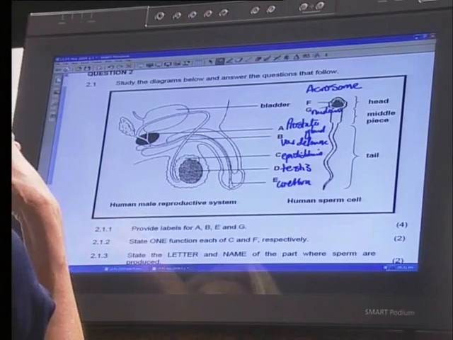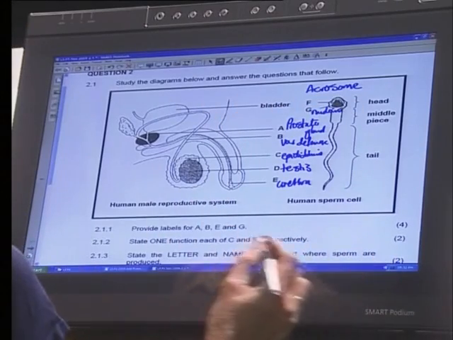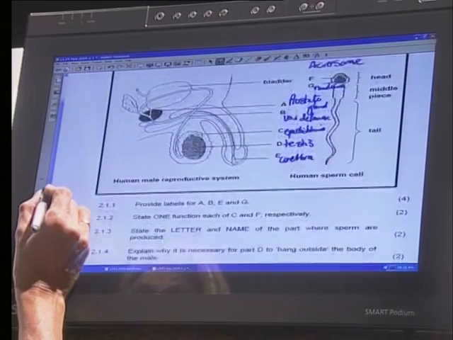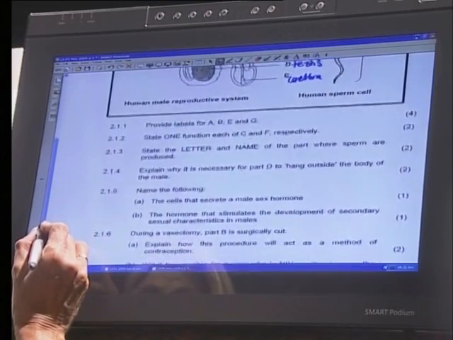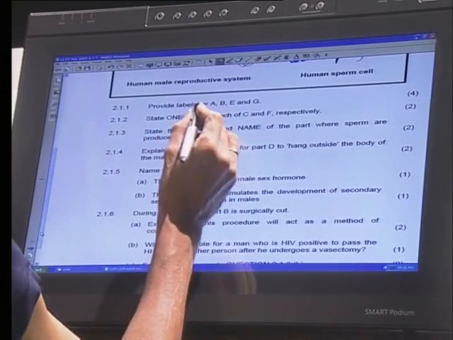The acrosome is right in the front of the head of the sperm cell. This is a little sperm cell. And what it does is when it comes to the female egg cell, it releases enzymes, and those enzymes then open the cell membrane up so that the sperm cell can get into the egg to fertilize the egg. Okay? So that's the acrosome. That's what it's responsible for. Okay. So the first thing we have to do here is it says provide labels.